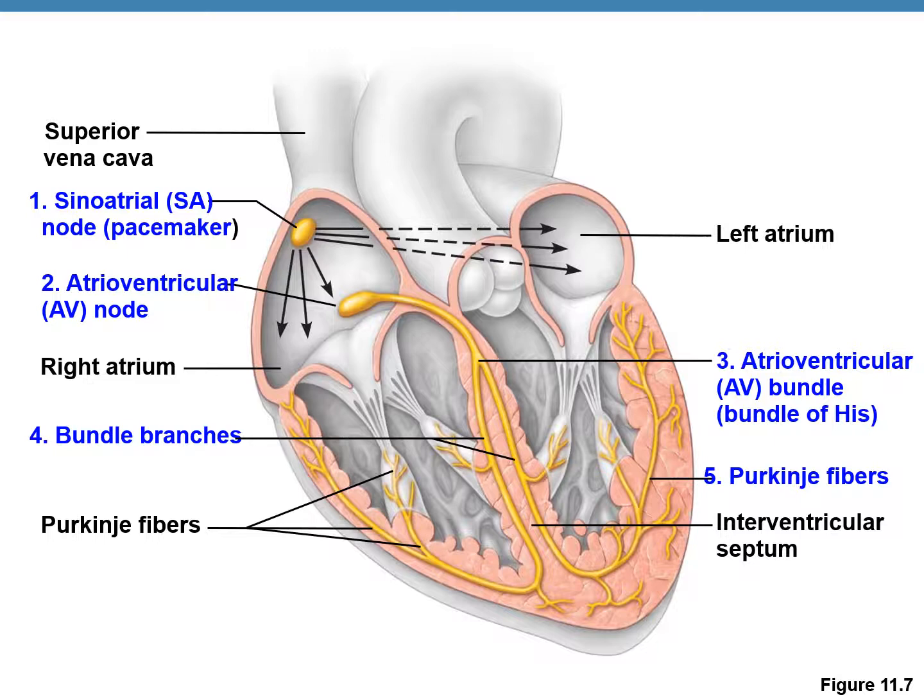This figure shows all the conduction points. It starts with the SA node, the second one is the AV node. The AV node is at the junction of the atrium and the ventricle. Then it moves down to the atrioventricular bundle, or the bundle of His. The bundle of His is bifurcated into the bundle branches. The bundle branches reach the apex of the heart, and then they make a U-turn and spread out into multiple branches, which are known as the Purkinje fibers.